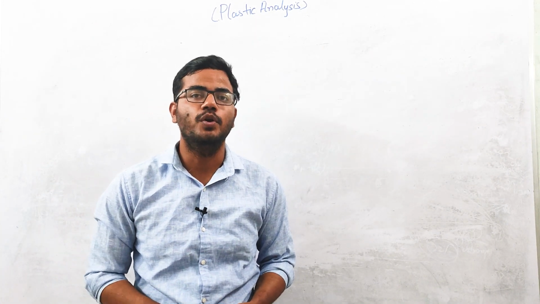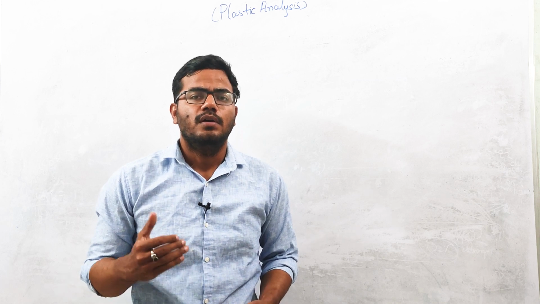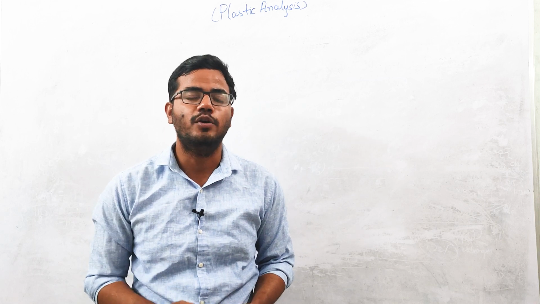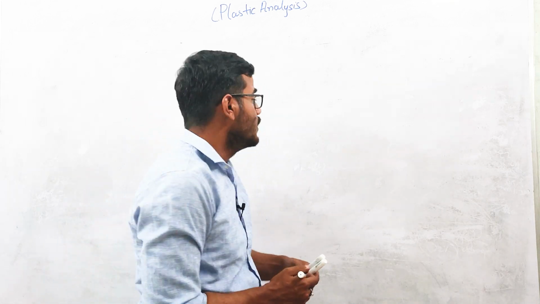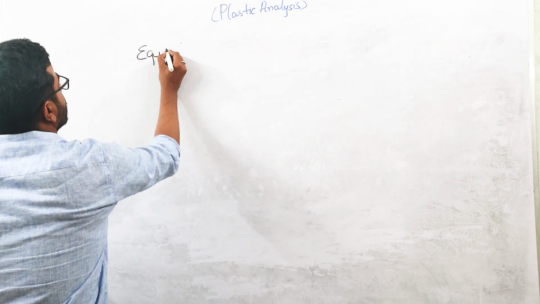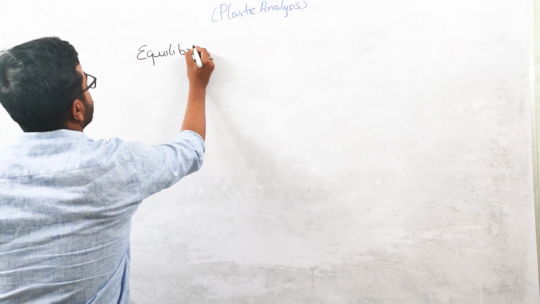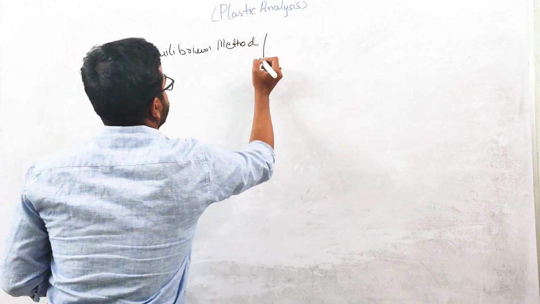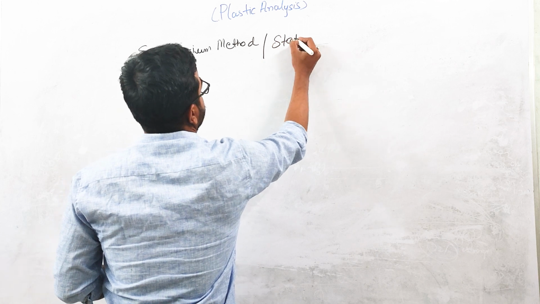In this lecture, we are going to discuss the equilibrium method or static method, which is basically used to calculate the collapse load of the structure. So in this lecture, we are going to discuss the equilibrium method, which is also known as the static method.